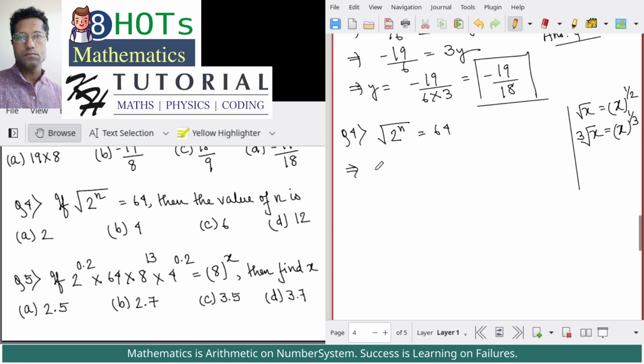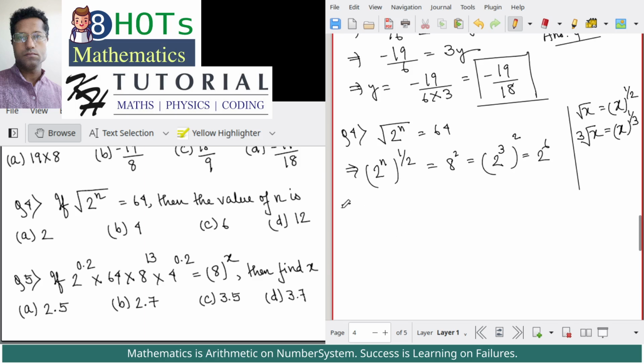So the LHS is 2 to the power n, this whole raised to the power half, and 64. Let's try to convert 64 as a power of 2. So 64 is 8 squared. Now 8 is 2 to the power 3, and this whole raised to the power 2. So this becomes 2 to the power 6.